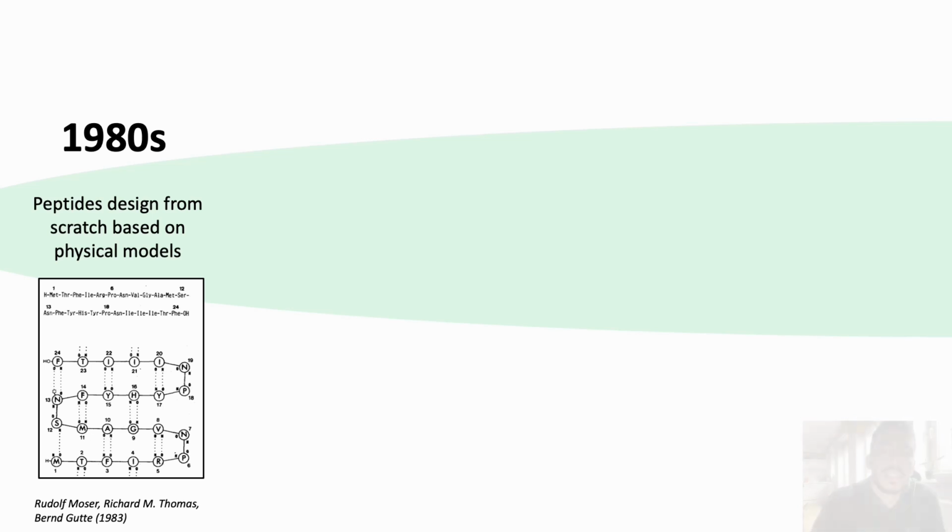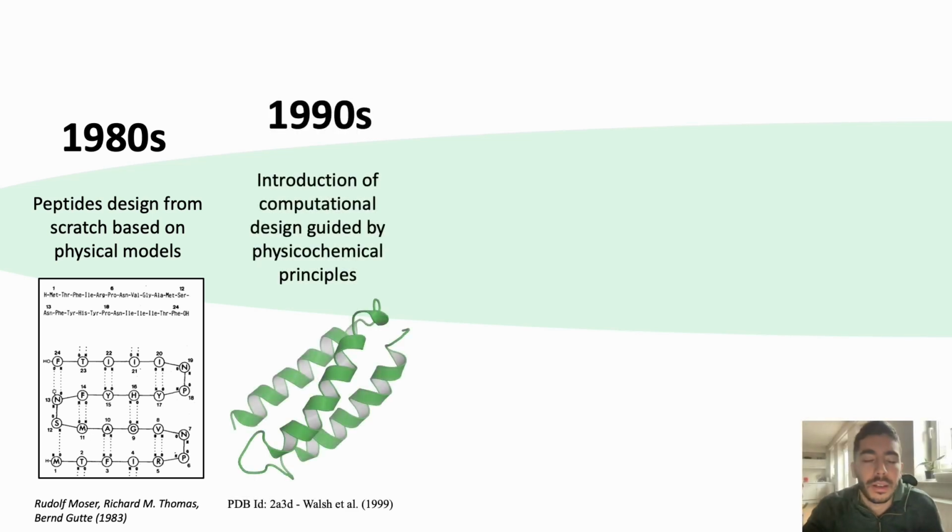During the 90s, the advance of computers allowed the introduction of computational design guided by physicochemical principles. This allowed the design of bigger proteins and with a better success rate. That means that from the proposed designs that they could find, more were, at the end, experimentally assessed and successful. This led to the first computationally designed completely novel protein, that you can see here, these alpha helices packed against each other, that was experimentally verified, and this experiment was carried out by Walsh and colleagues back in 1999.